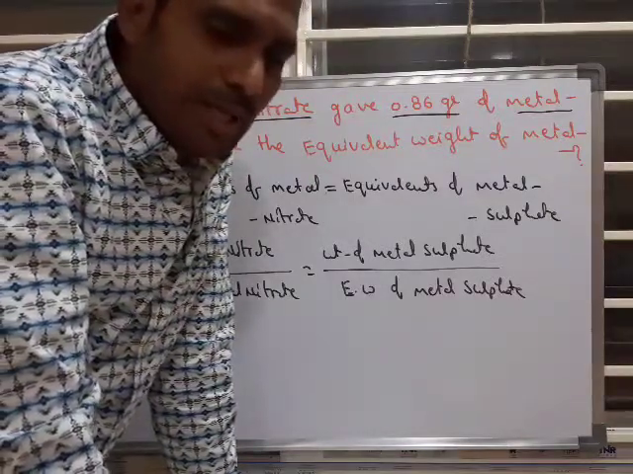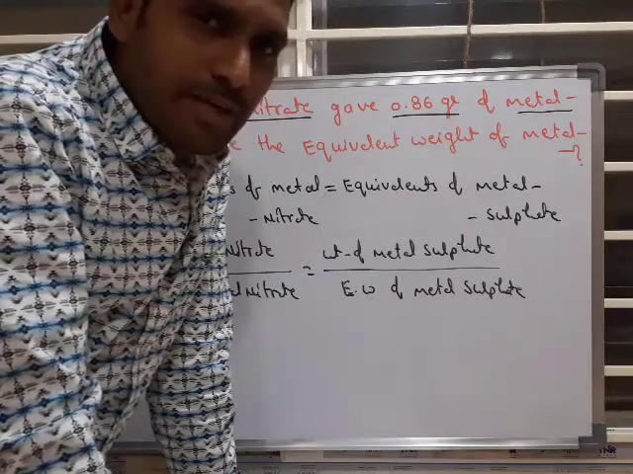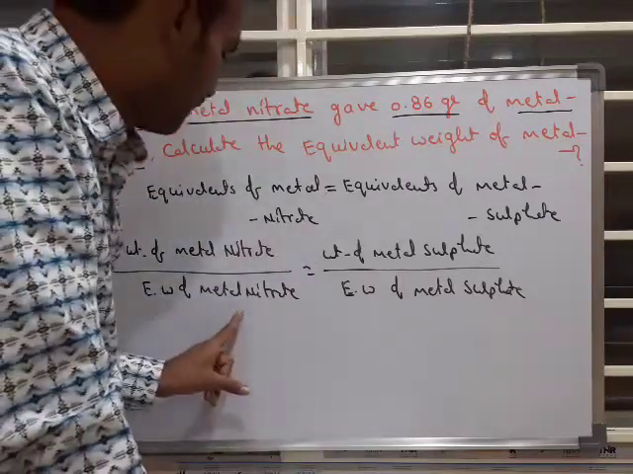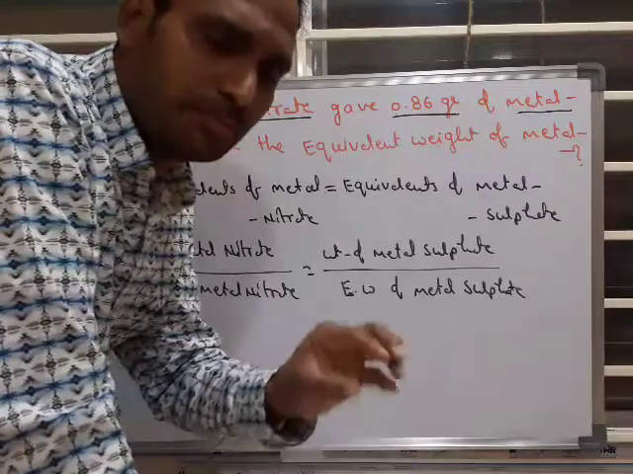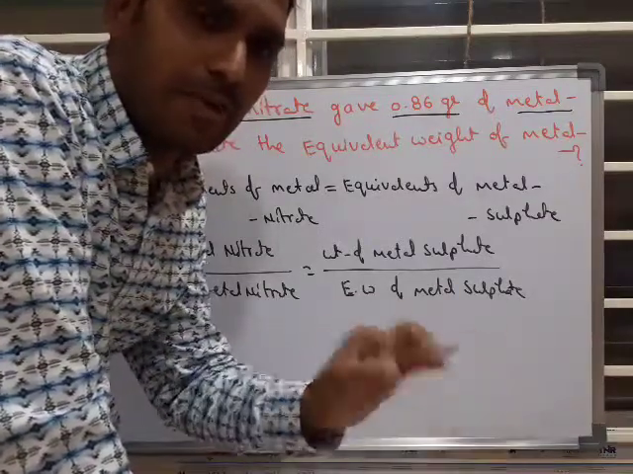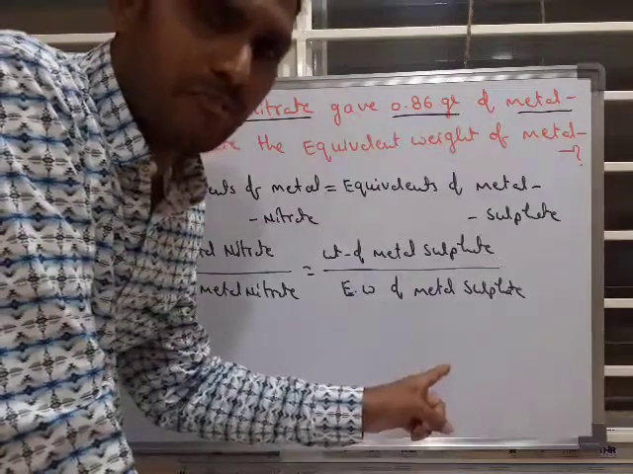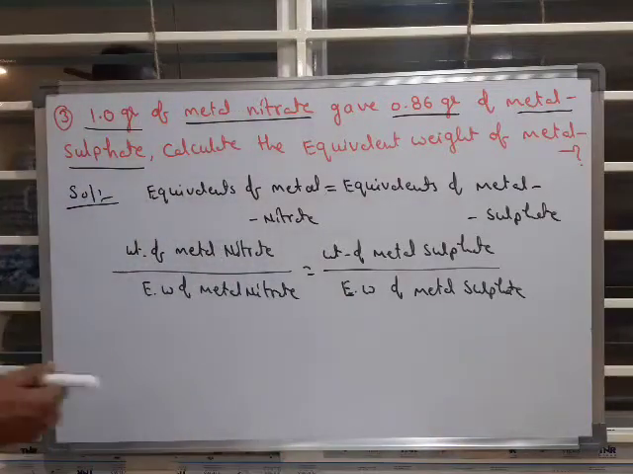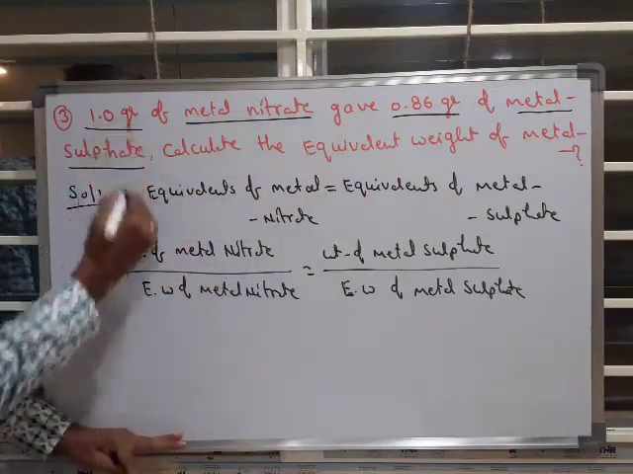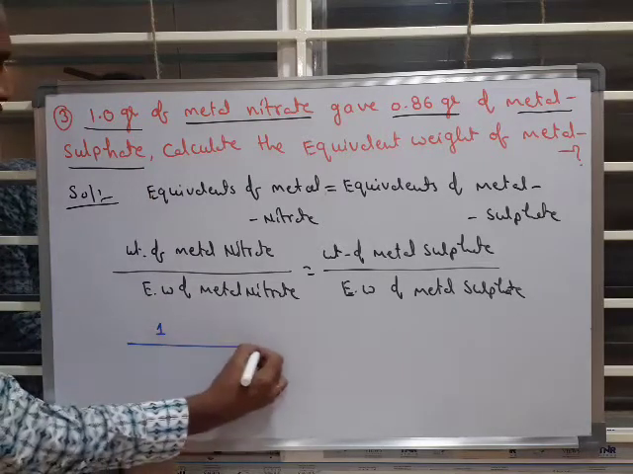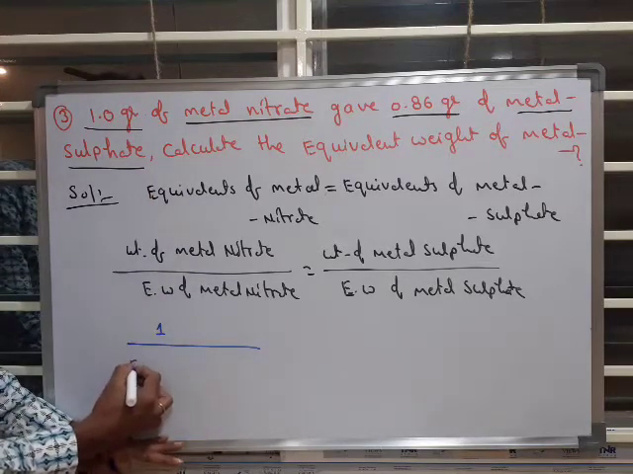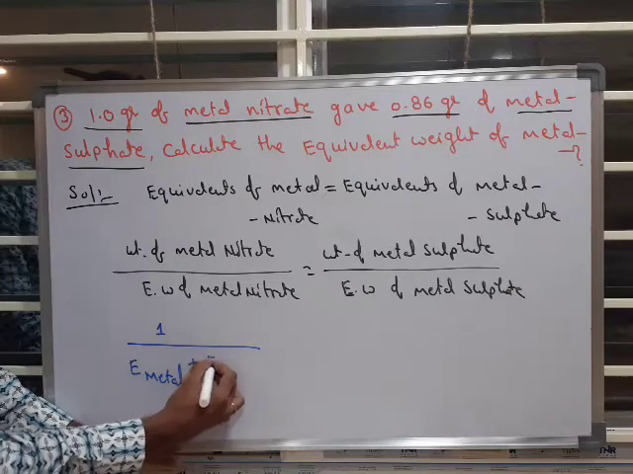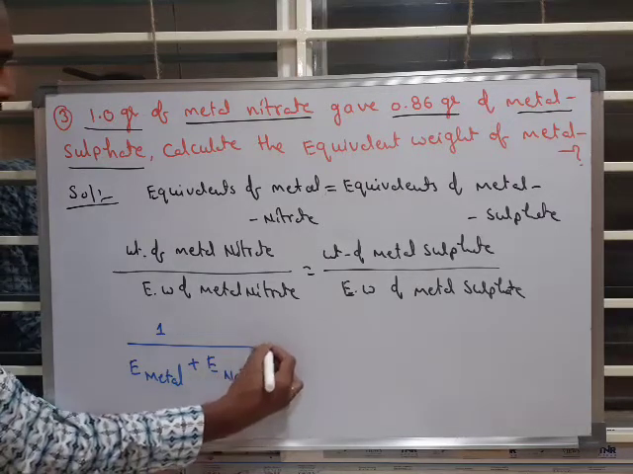So what did we write for the equivalent weight of metal oxide? Equivalent weight of metal plus equivalent weight of oxygen. In the same way, in place of the equivalent weight of metal nitrate we can write equivalent weight of metal plus equivalent weight of nitrate, and in place of the equivalent weight of sulfate we write equivalent weight of metal plus equivalent weight of sulfate. The weight of metal nitrate is 1 gram.